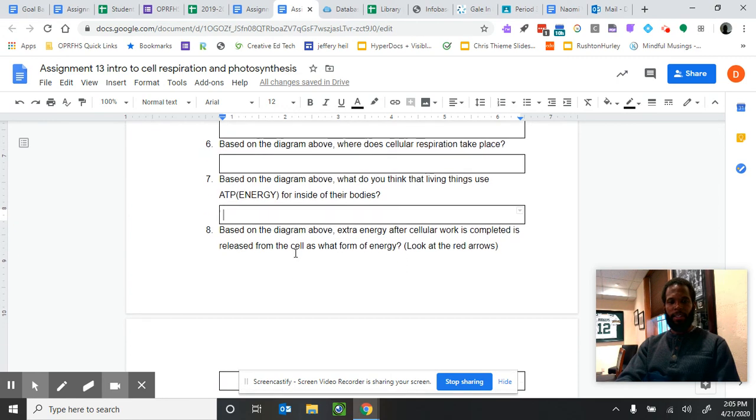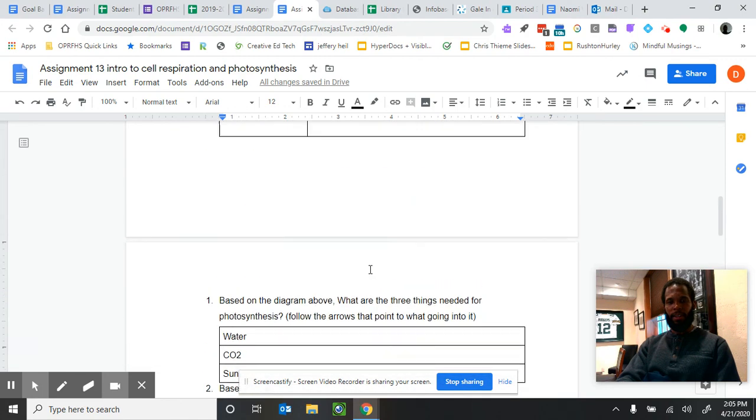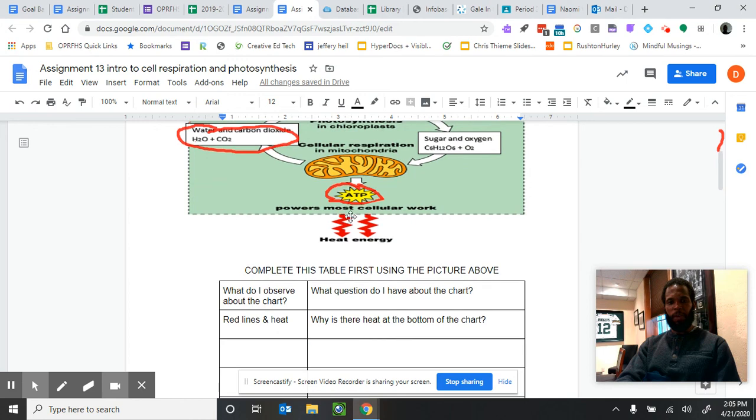Question 8, based on the diagram above, after cellular work is completed, what form of energy is released from the cell? Look at the red arrows. What is the extra energy released as? On these red arrows, the extra energy is released as heat energy.